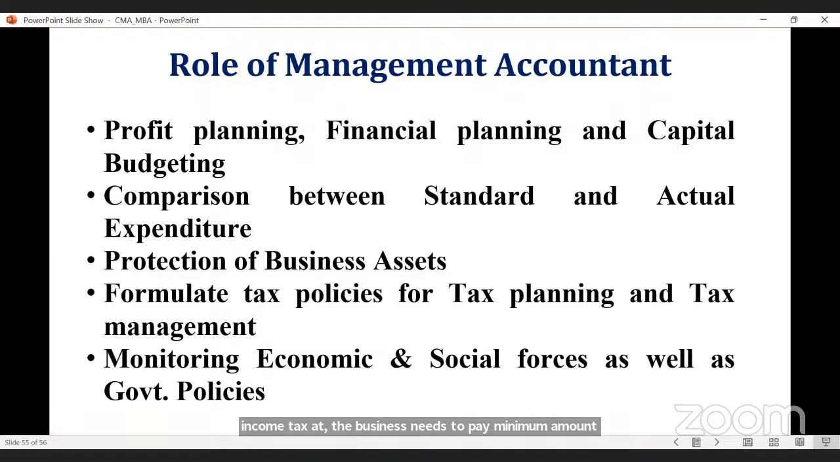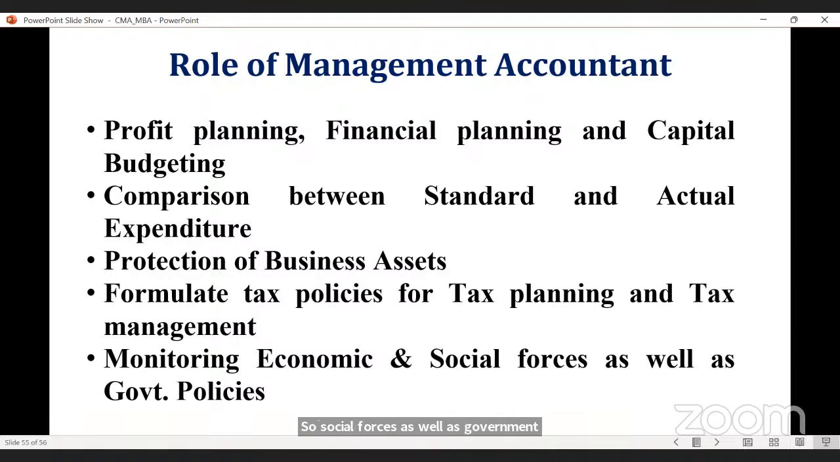to the government. Again, another role is monitoring economic and social forces as well as government policies. The economic and social forces and government policies, these all are macro factors. That means these are not in the hand of the business. We cannot control the economic forces. If there is any change in the economy, it is driven by so many factors. It is not in the hand of the management accountant of the business to control the entire economic changes or economic crisis, or changes due to any factors in the economy, social forces as well as government policies.